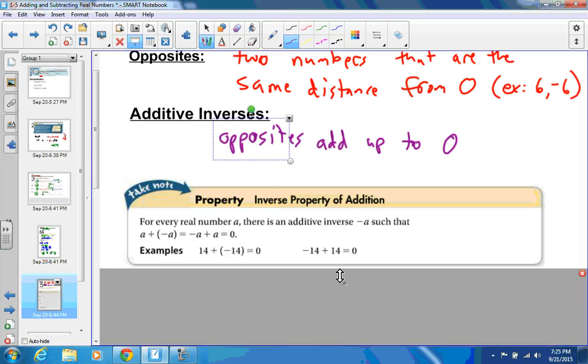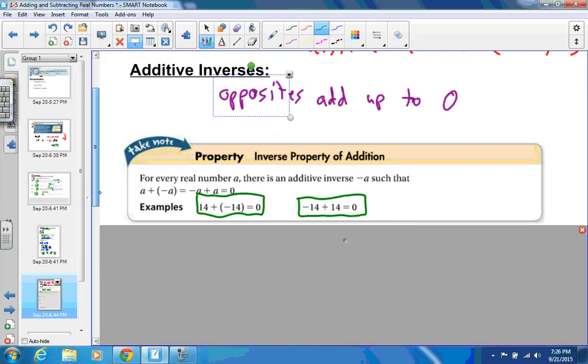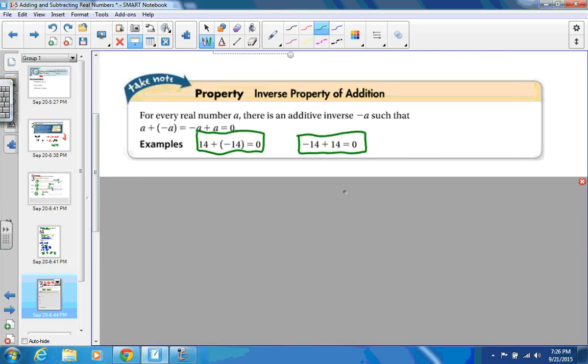So here's some key examples. So the inverse property of addition says that 14 plus negative 14 is going to be 0, and you can flip it around to be the same thing. Basically saying that you have additive inverses. They're adding to 0. Okay, so anytime you have opposites, they'll add to 0.